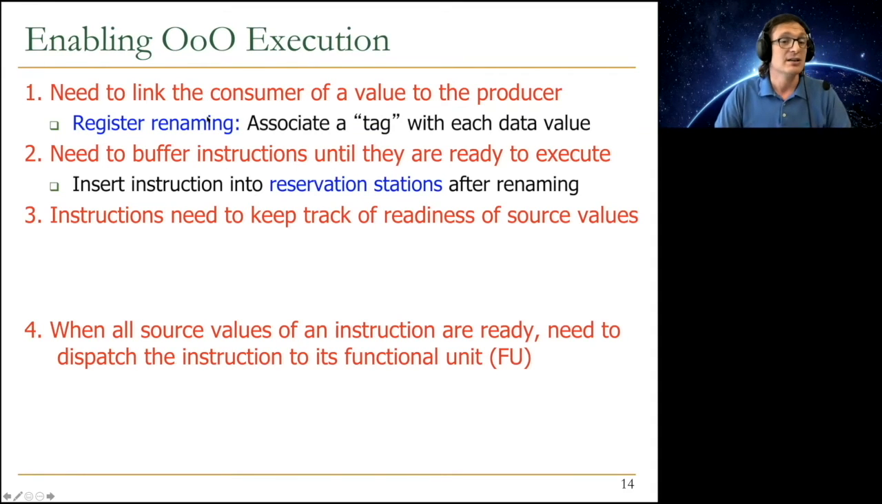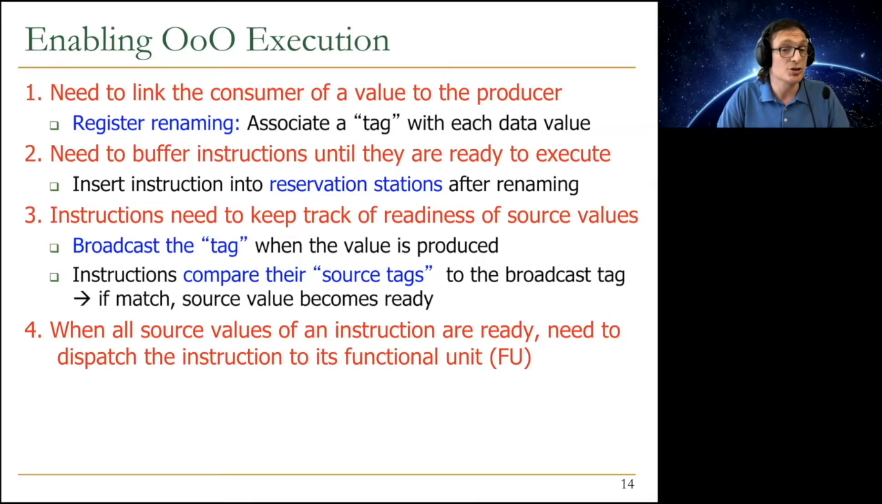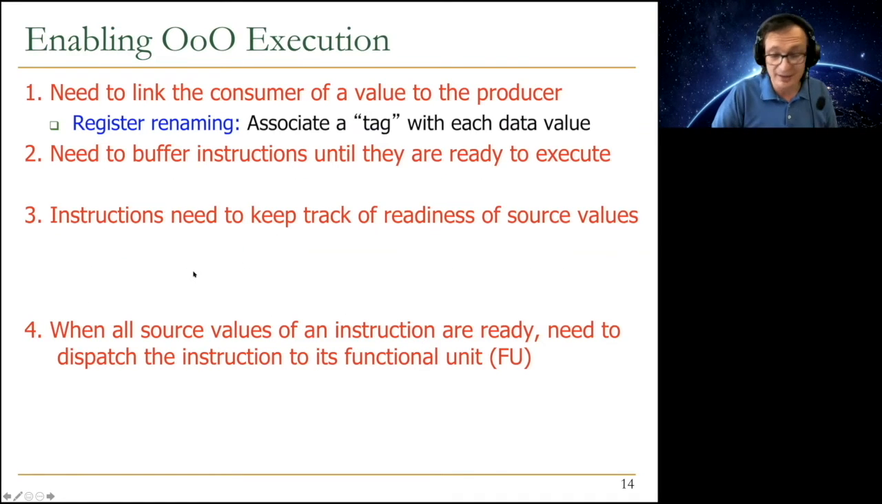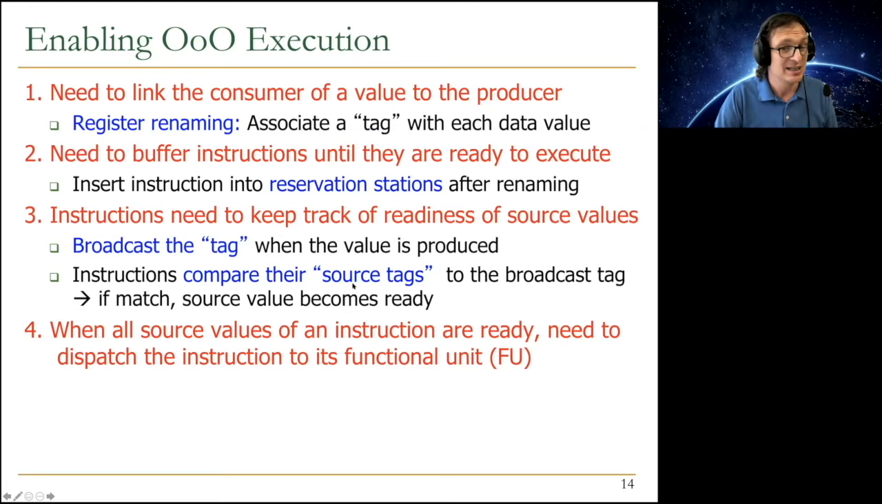Okay. How do you keep track of the readiness of the source values of an instruction? Whenever an instruction produces a value, it broadcasts the tag and the value. And instructions that are waiting for that tag compare their source tags to the broadcast tag. If there's a match, then the source value becomes ready. Remember, we linked the instructions using a tag. Any instruction that's waiting for a value knows the tag of the value. And any instruction that's going to produce that value knows the tag of the value.